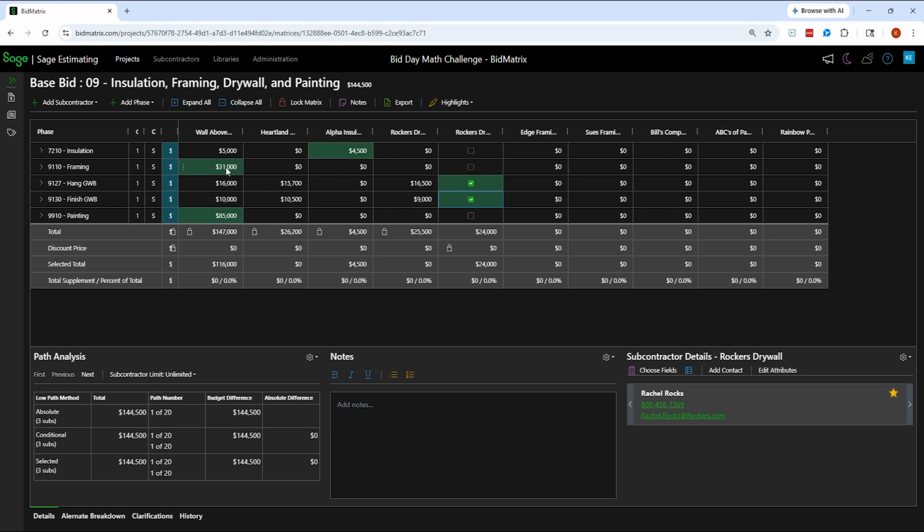So in this case, you notice that it's now using the insulation from one company. It's using the framing from someone else, Rockers to do all the hanging and finishing, and this one here to do the painting. So as I come through here, let's go ahead and complete the rest of this. So let's say ABC Painting. Whoops, Rainbow Paints was before them.